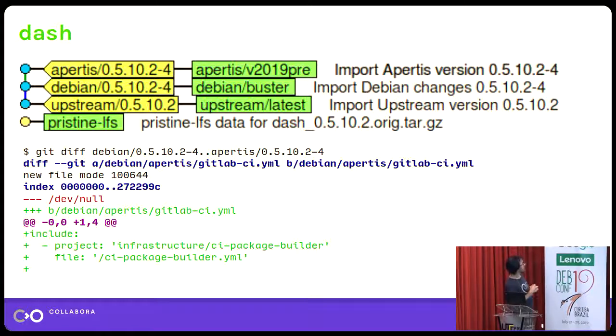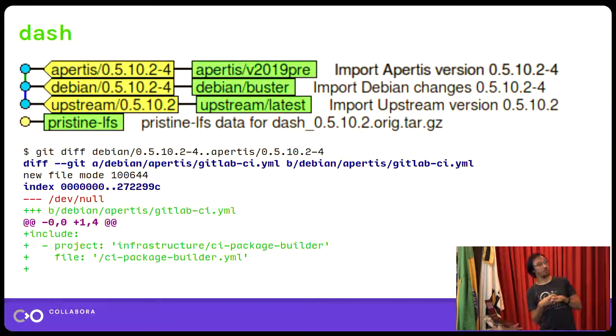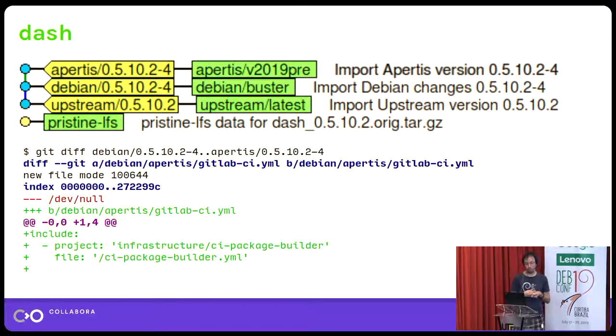So this is how the Dash repository looks in Apertis. We have a separate branch with no roots called Pristine LFS, with the data for the tarball for Dash, and there's the upstream branch, Debian Buster, and Apertis pre, where there's basically no difference between the Debian branch and the Apertis branch, except for one file, which is the GitLab CI configuration. Because at the moment there's no way to tell GitLab that we want to run CI on this branch without the GitLab CI file.